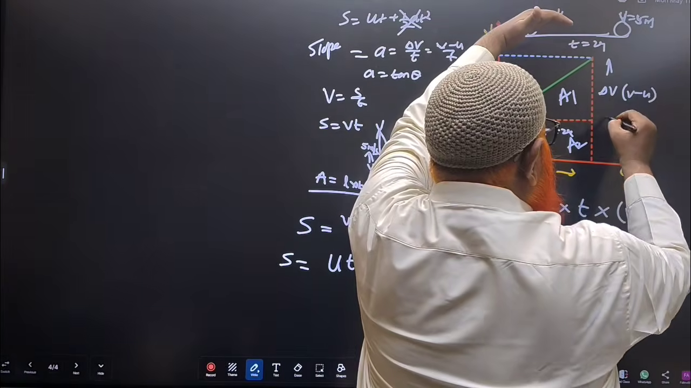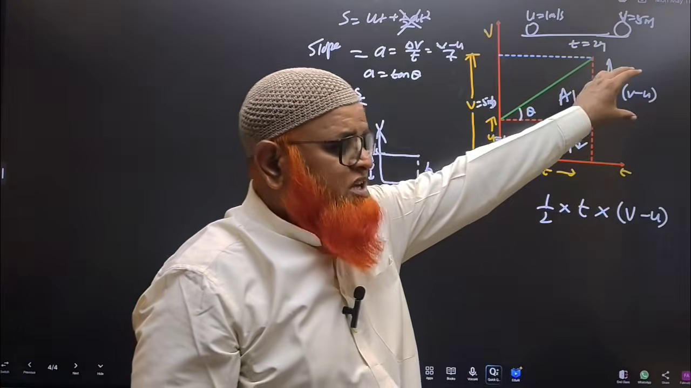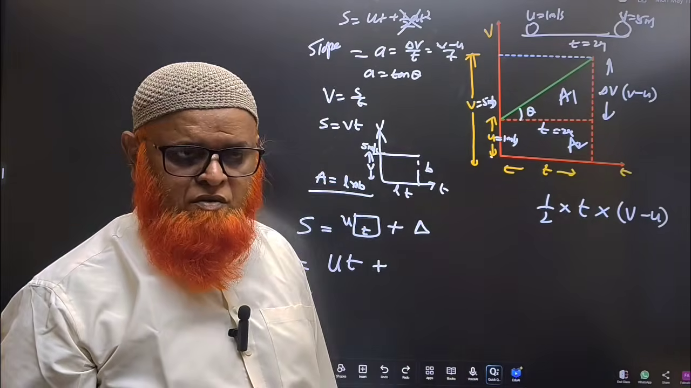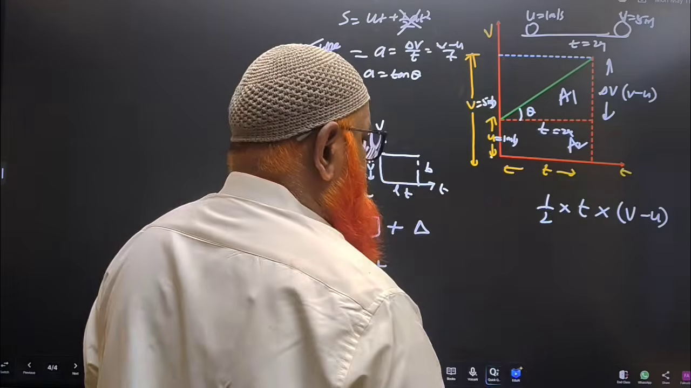What happens to this gap? It's going to be the difference, that's it, isn't it? This is going to be the difference, v minus u, that's all. So this gap, which is u, v minus u, I have written here. Understood? Okay, so what are you going to do from this now?